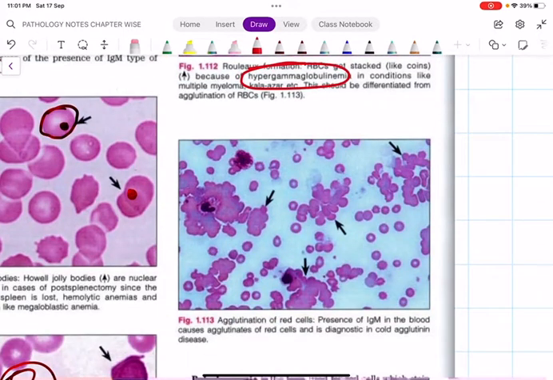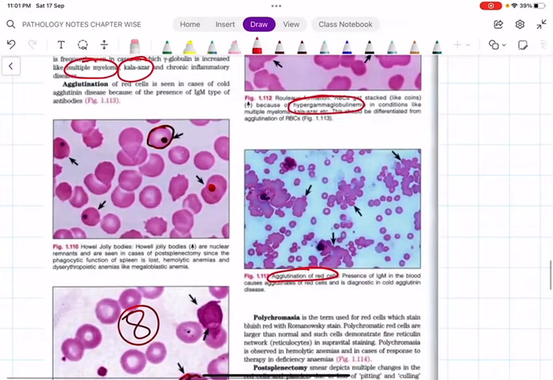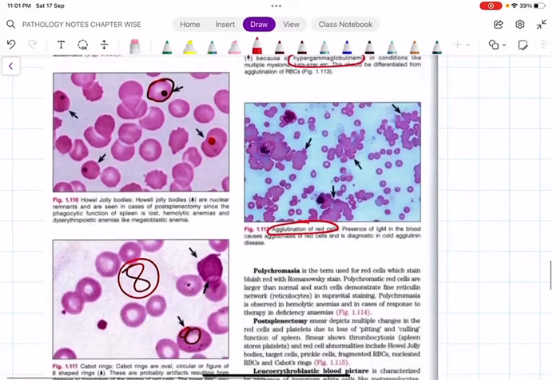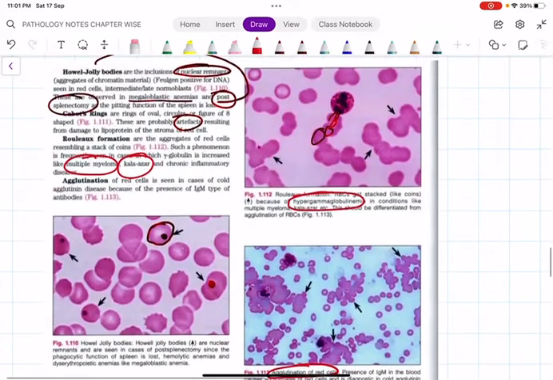See, this has to be differentiated from agglutination of RBCs. In agglutination we will see clumping, whereas in rouleau formation the RBCs are piled one upon another. This is called coin stack appearance, as if one coin is kept over the other. Agglutination of RBCs is seen in cold agglutinin disease. That and all we will see later, in the corresponding videos.